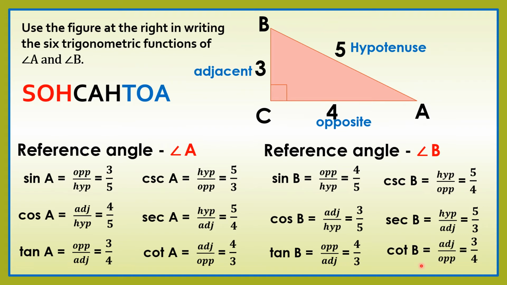Next, reciprocal ng tangent B is cotangent B. And that is equal to adjacent over opposite. Ang adjacent natin ay 3 at ang ating opposite ay 4.